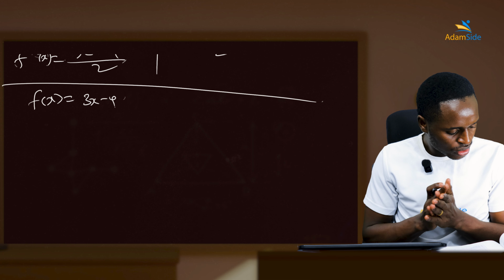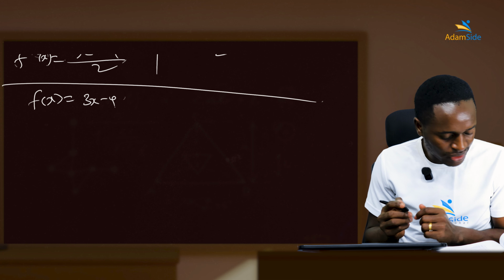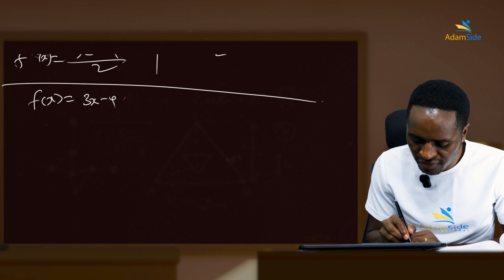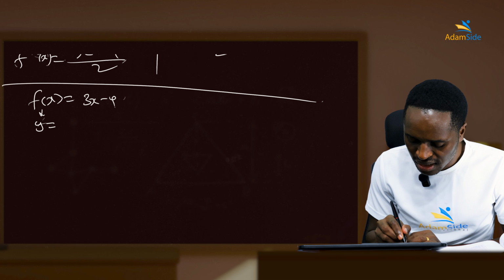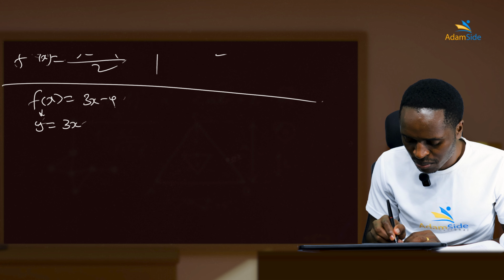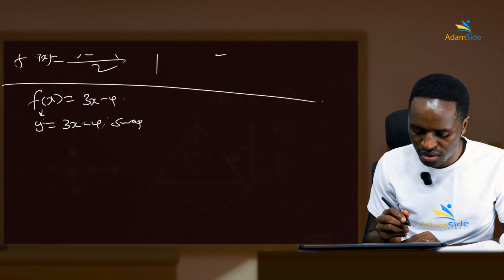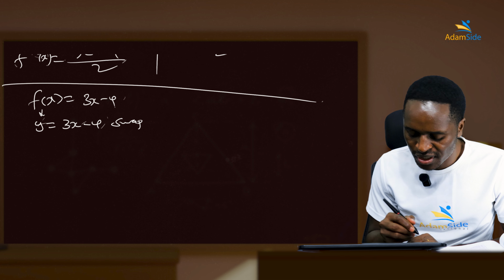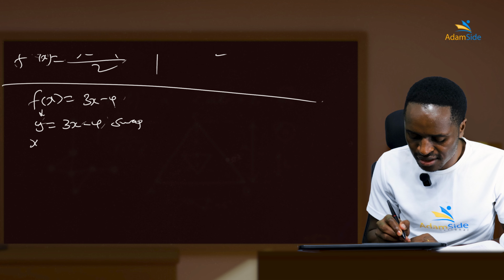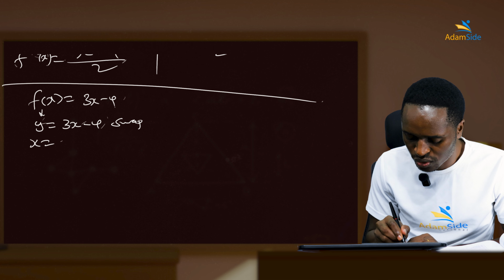I'll start with reversing the mapping. We say f of x represents the value of y. So say y is 3x minus 4. Then swap variables. Where there is x, put y, and where there is y, put x. So say x is equal to 3y minus 4. You replace. Then make y the subject.